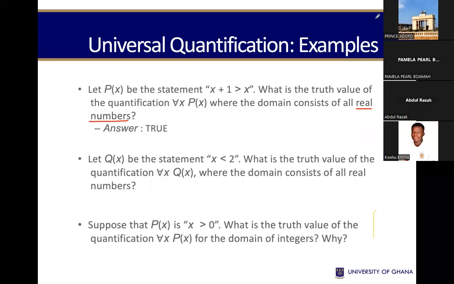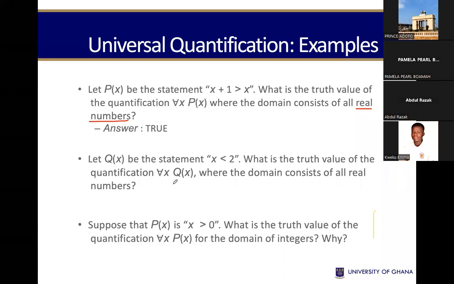Now, let's come to the second example and see whether we can find a counterexample. Maybe that one will bring the understanding. Let Q of x be the statement x is less than 2. What is the truth value of the quantification for all x, Q of x, where the domain consists of all real numbers? We are still with the real numbers. We understand what a real number is: a combination of rational and irrational numbers. Our main focus is to look for a counterexample.